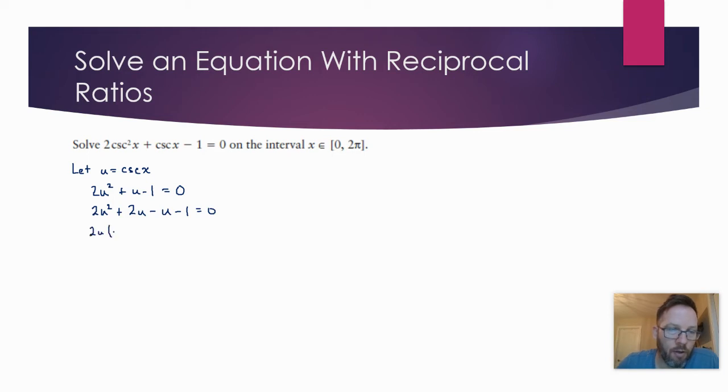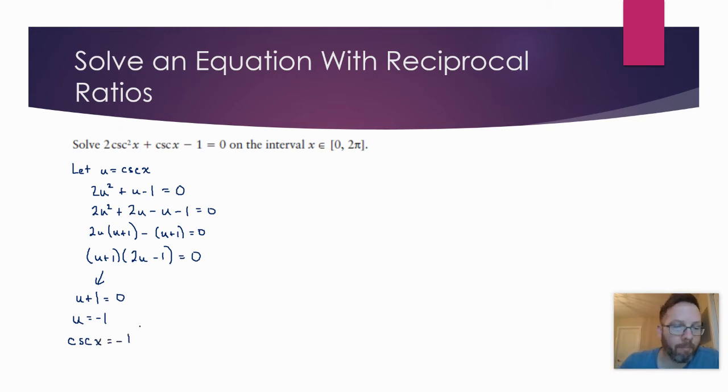Group factor, 2u times u plus 1 minus 1 times u plus 1 equals 0. So we get u plus 1 times 2u minus 1 equals 0, giving us two possibilities. Either u plus 1 equals 0, or u equals negative 1, which means cosecant x equals negative 1. And let's just finish off this branch while we're at it. If cosecant x is negative 1, then the sine of x is going to be the reciprocal of that, 1 over negative 1, which is just equal to negative 1.